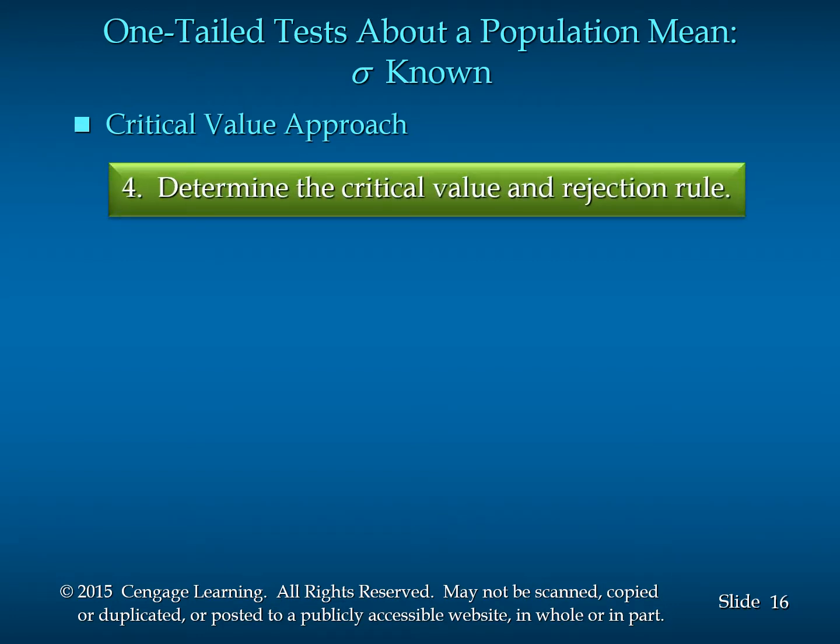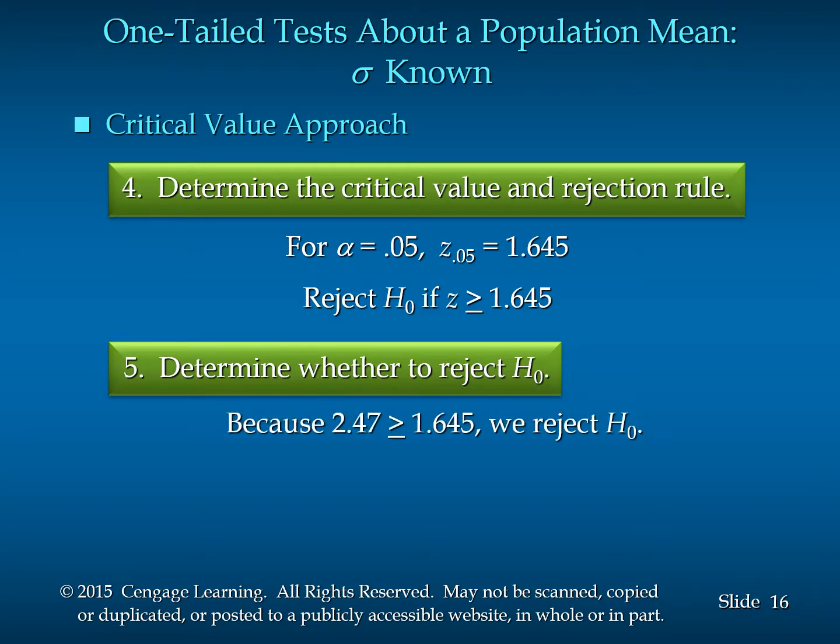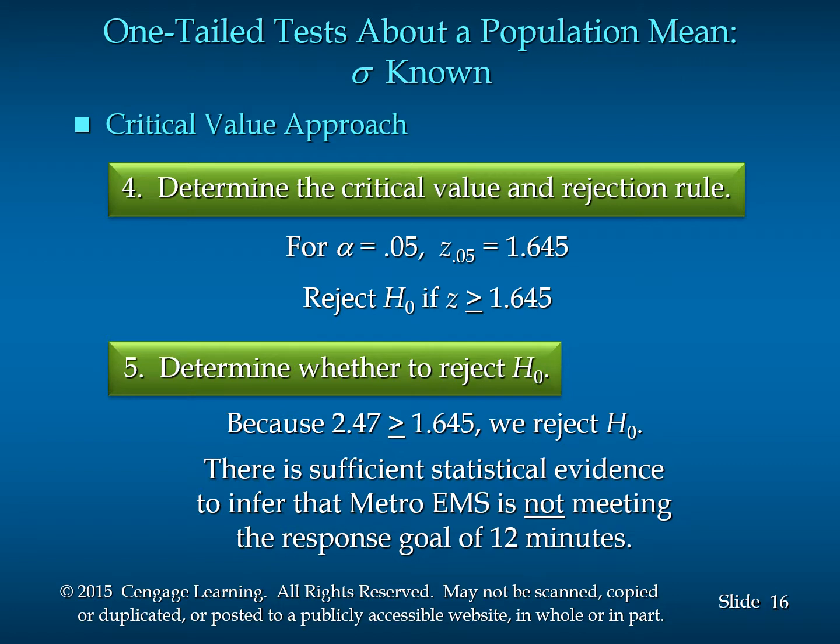If we follow the critical value approach, we determine the critical value for our significance level. So z for 0.05 is equal to 1.645. And we would reject our null hypothesis if our z-test is greater than that. Well, we calculated a z-test of 2.47. It's greater than 1.645, so therefore we reject the null hypothesis.